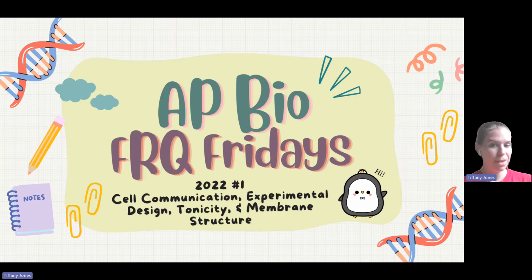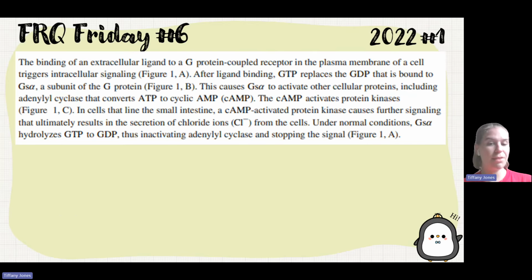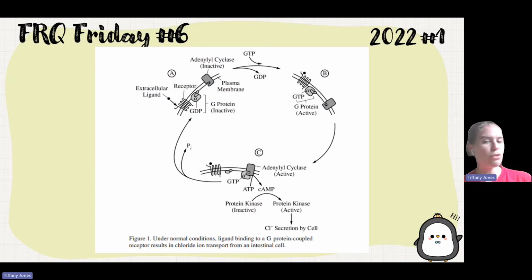So let's get started. Here we see that they've given us this big, long reading about the binding of this extracellular ligand to this G protein coupled receptor in the plasma membrane. They go on to talk about this whole pathway, and they give you a diagram. So it's a little bit easier for us to look at the diagram. I'm going to explain the diagram and the information that was in that prompt you just had.